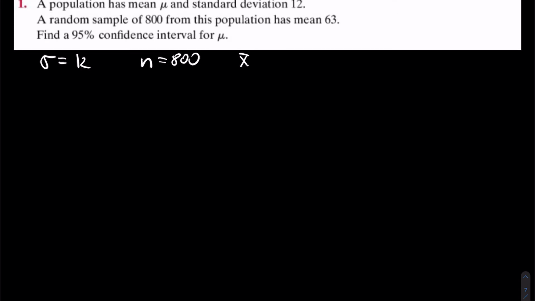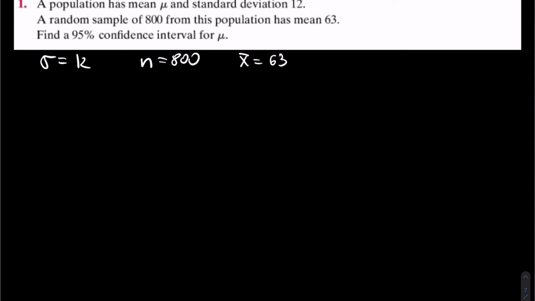So let's write down what we know. We know that the standard deviation is 12, so my sigma equals 12. I know that the number of items in the sample is 800, and I also know that the sample mean x bar equals 63.